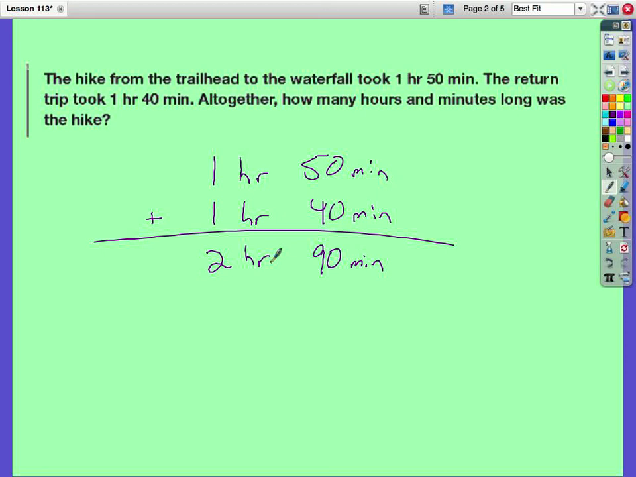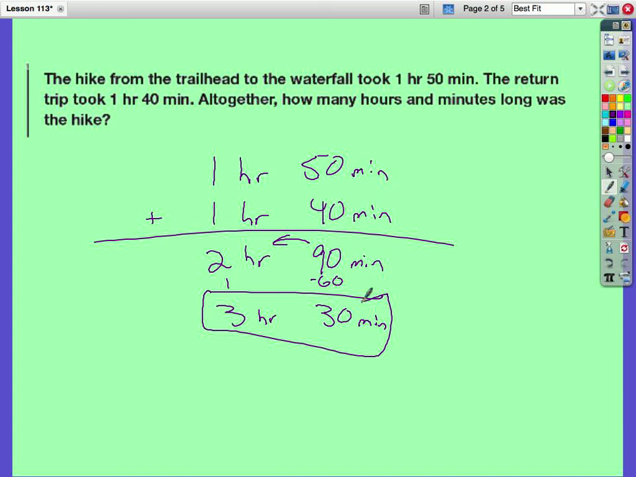Okay. So this 90 minutes, if I take 60 minutes out of it and change it into an hour, I'm going to get 30 minutes. Then I need to add 1 hour to the 2 hours, so I get 3 hours. So my answer is going to be it took 3 hours, 30 minutes. And so just remember, we need to take 60 minutes away to get that hour.